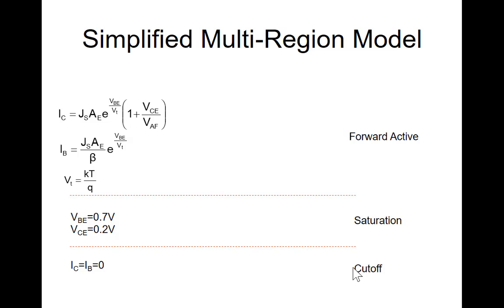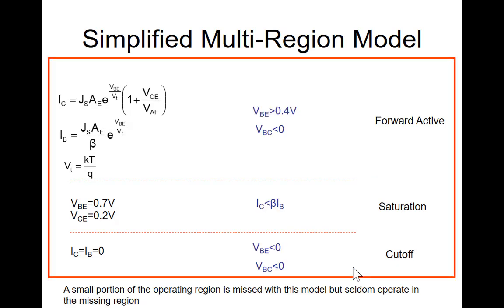Now, this is not quite as elegant as I would like it to be. This model is pretty good as long as the base emitter voltage is above about 400 millivolts, a reasonable forward bias on the junction, and as long as the base collector junction is reverse biased, VBC is less than 0. The saturation region expression is usually pretty good as long as the collector current is less than beta times the base current. And the collector current and the base current are approximately 0 when both junctions are reverse biased.